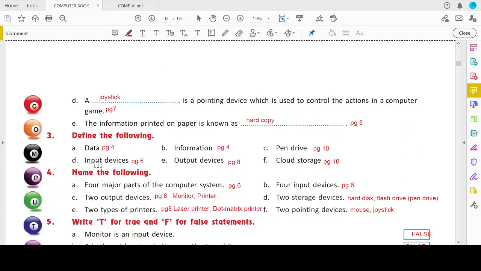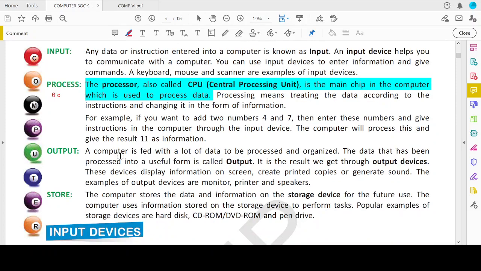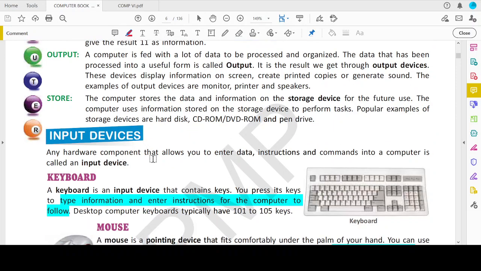Next is input devices. What are input devices? The devices that help us to give instructions and feed data to the computer are called input devices. Like the mouse, the keyboard, the scanner, these are all input devices. Go to page number 6, find the definition there. Any hardware component that allows us to enter data, instructions and commands into a computer is an input device.